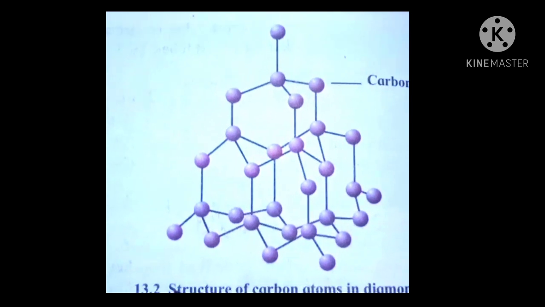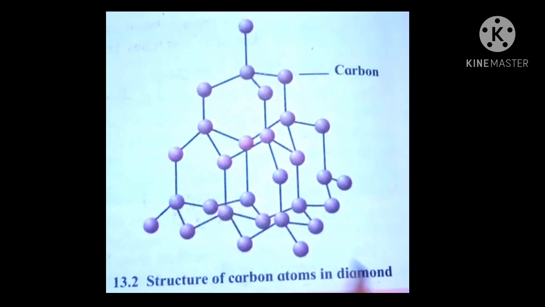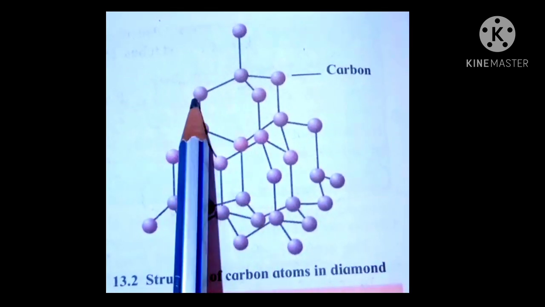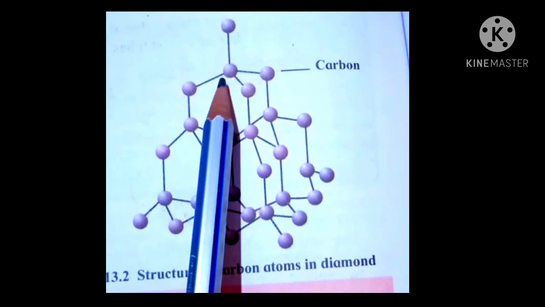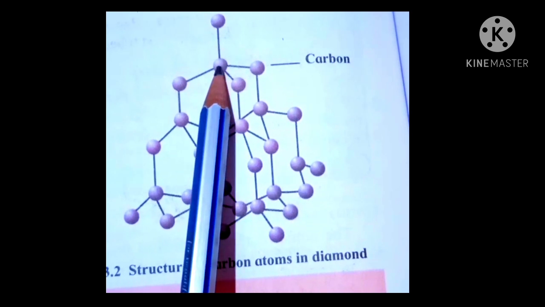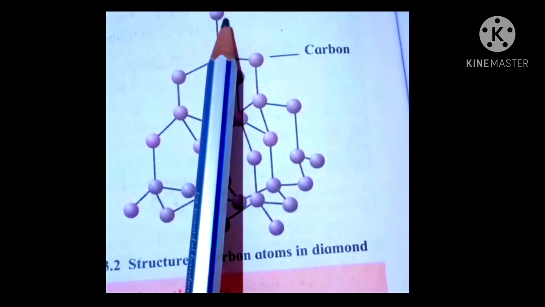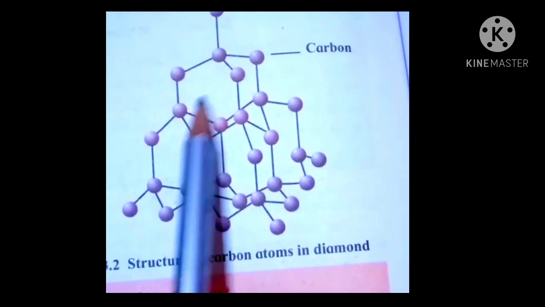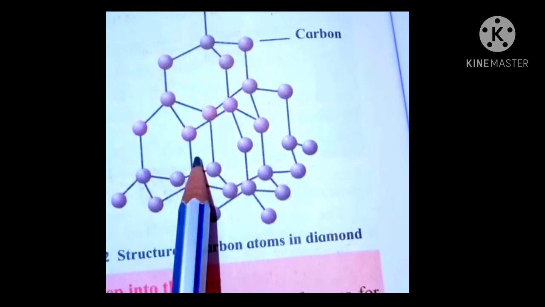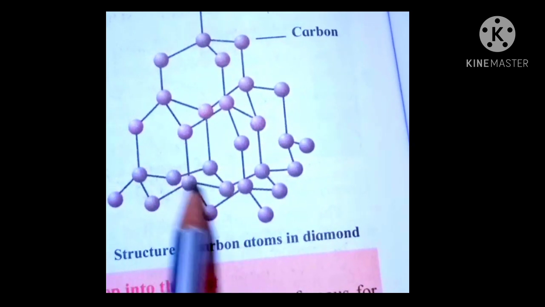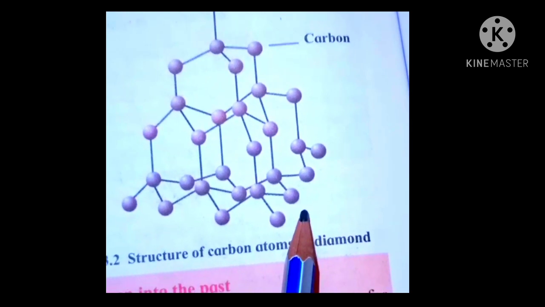Now students, let's study the structure of carbon atoms in diamond. In diamond, every carbon atom is bonded to 4 neighboring carbon atoms. See here, this is a central carbon which is bonded to 4 other carbons: 1, 2, 3 and 4. Therefore, this is a tetrahedral 3-dimensional structure, and this is the reason why diamond is very hard.